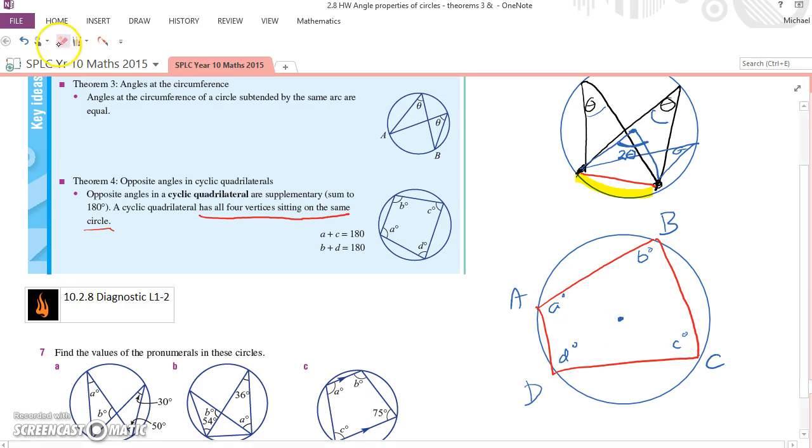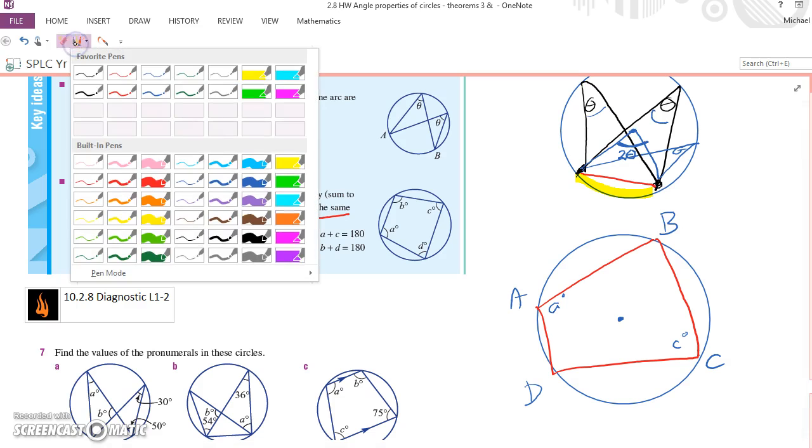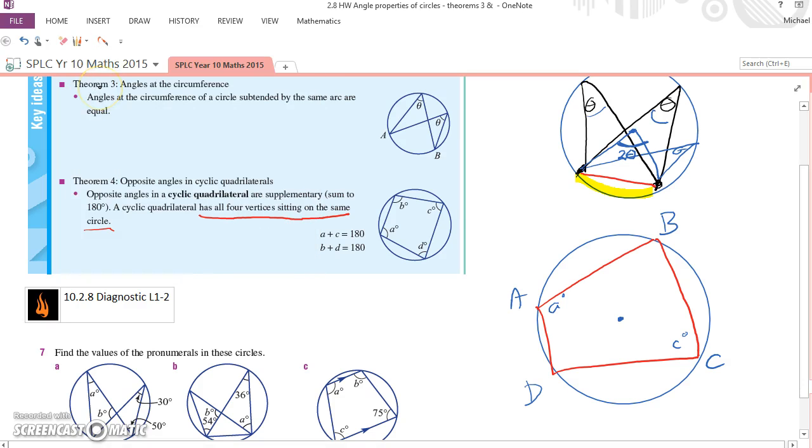Now what I'm going to do, I'm going to ignore B and D for the moment, and I'm going to show that A and C are supplementary. And the way I'm going to do that is I'm going to draw lines to the center of the circle from B and D. So there's my center or origin of the circle.